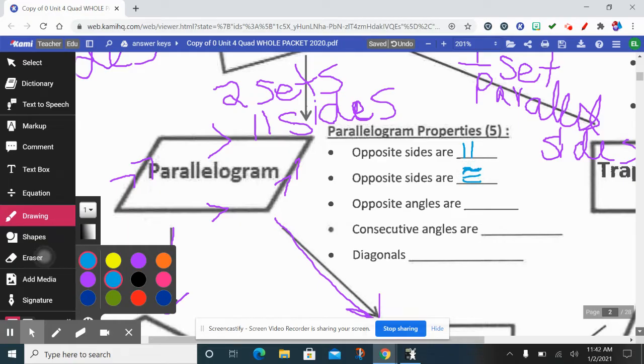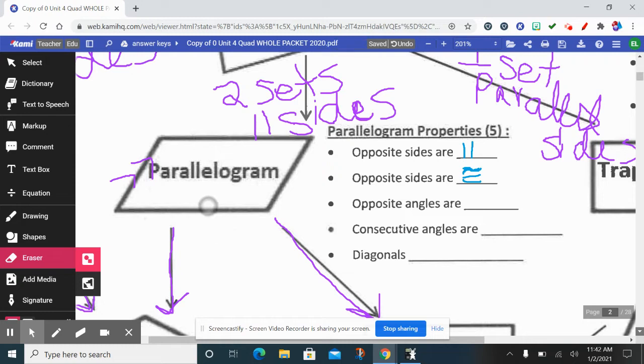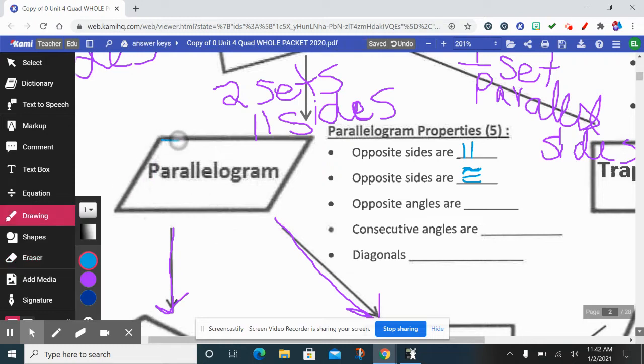So if I knew, I'm going to erase a little bit of my picture here. If I knew this length of the side here was 12 feet, then this parallel side down here would be 12 feet. If I measured this to be 8 feet, then the left side would be 8 feet because opposite sides are congruent. So those first two little facts are about the sides. The next two here are about the angles. We know that opposite angles are congruent.